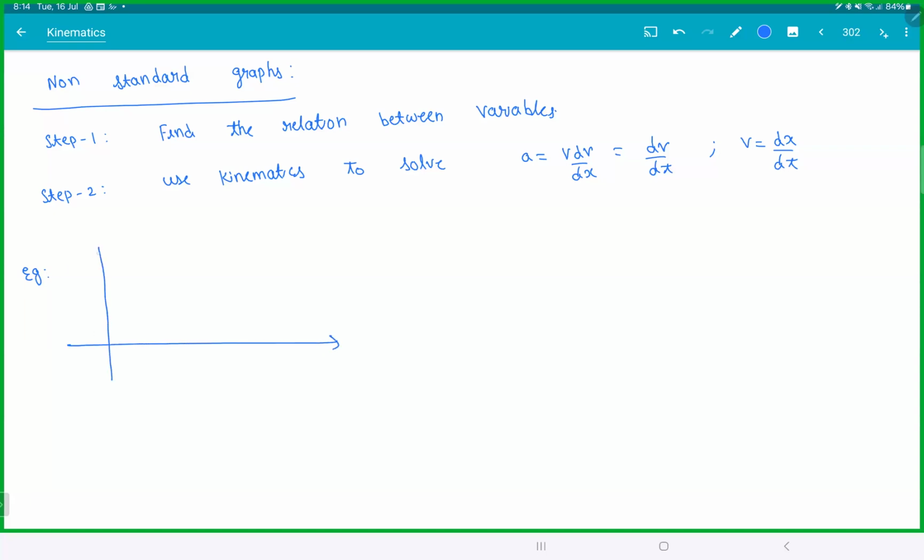Let's say someone gives you a graph like this, which is v and t square, time ka square. Now, if you see in this thing, slope, area, they don't make any sense. And someone gives you a graph like this. It's a line passing through the origin at 45 degrees. And they gave you the initial position x is equal to 2. So first thing, find acceleration and position.